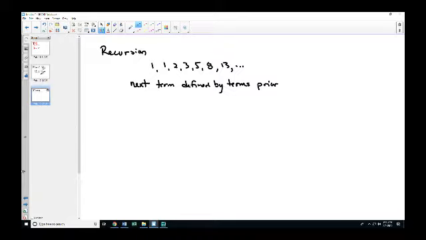So in a recursive sequence, you always have to have the first term defined. A term, it doesn't matter which one. It's totally up to whoever writes it. And then you also have to have a definition for the next term. And this is an example. And the sequences continue to get more difficult.